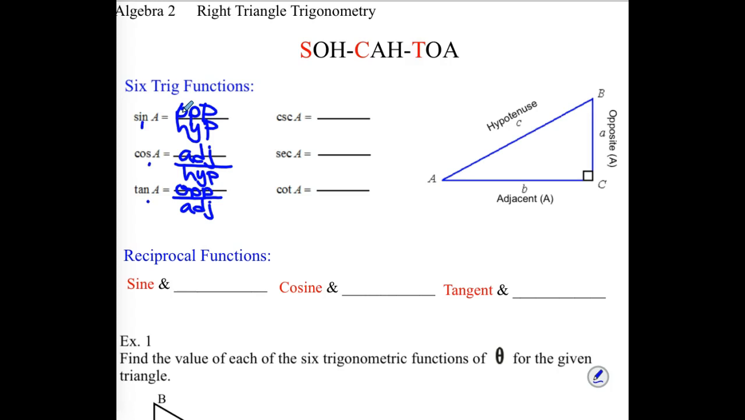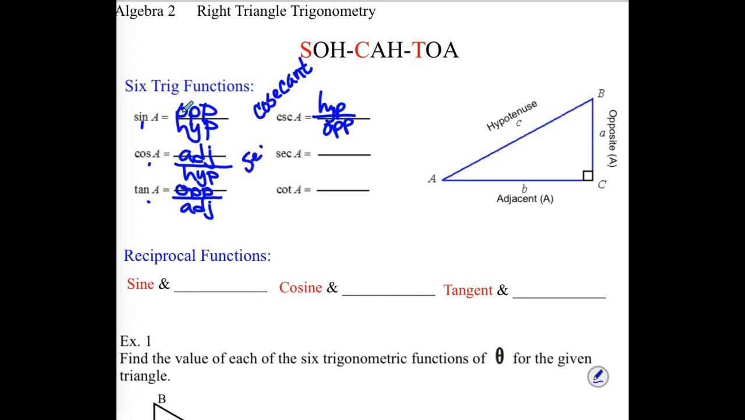So when you see this, you know it means sine, cosine, tangent. All right. The next one here, CSC, stands for cosecant. The cosecant is the reciprocal of sine. So we said sine was opposite over hypotenuse. Cosecant is going to be hypotenuse over opposite.